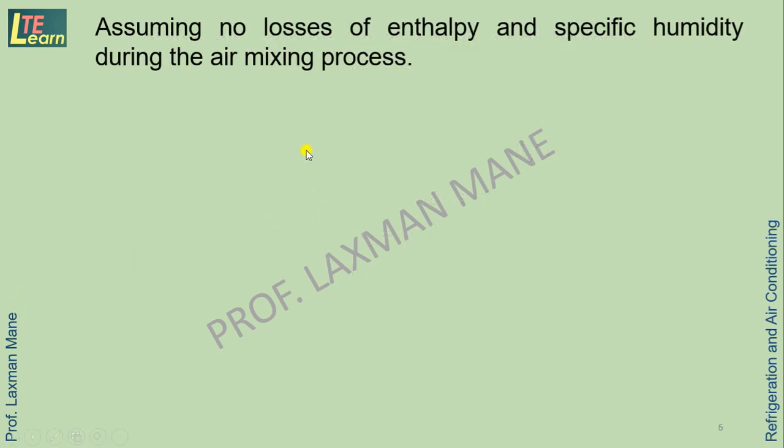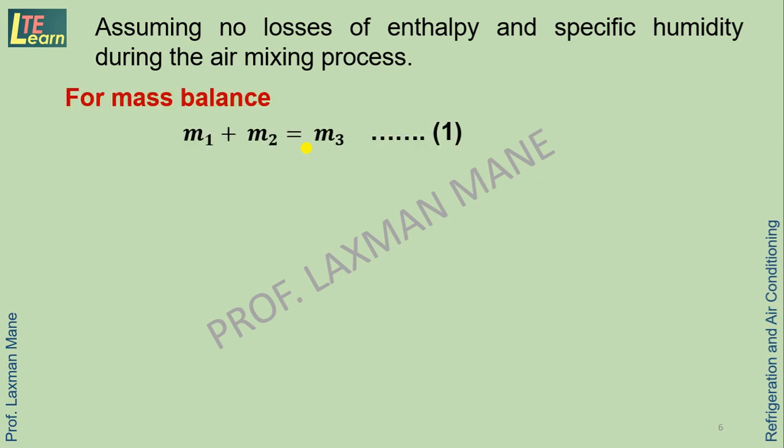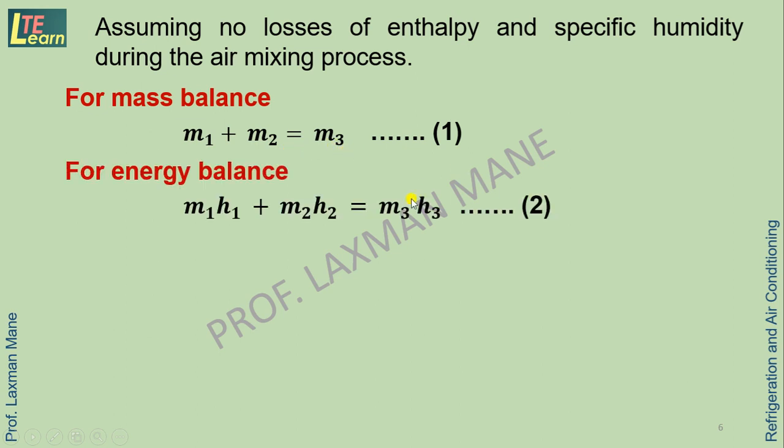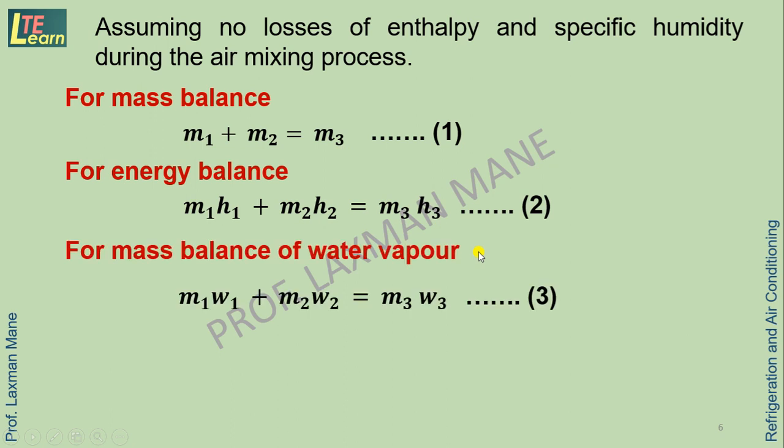So assuming no losses of enthalpy and specific humidity during the air mixing process, because the name is adiabatic mixing, here the mass balance is M1 plus M2, meaning stream 1 air mass plus stream 2 air mass, is equal to the mass of mixture M3. The energy balance is given by M1 H1 plus M2 H2 is equal to M3 H3. For the mass balance of water vapor, the equation is M1 W1 plus M2 W2 is equal to M3 W3.